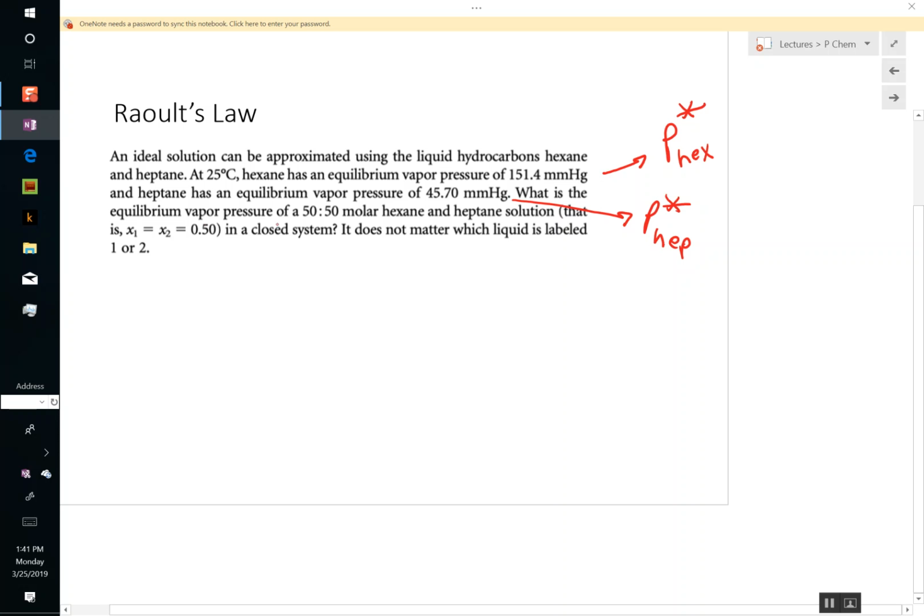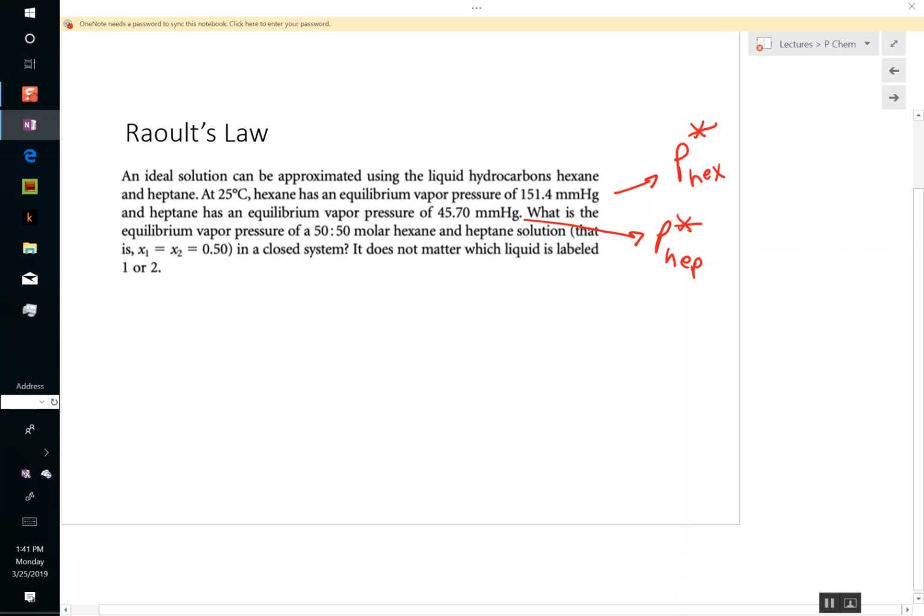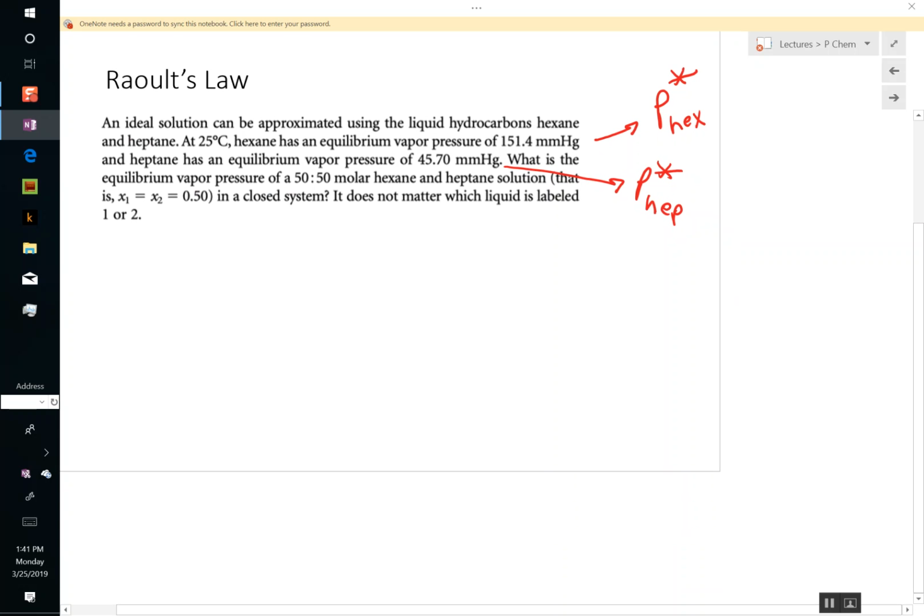What is the equilibrium vapor pressure? Now they want to know the equilibrium vapor pressure. That's not going to be the vapor pressure of hexane or heptane from this solution. What is the equilibrium vapor pressure of a 50-50 molar hexane-heptane solution? So that's the vapor pressure of both together: the vapor pressure of hexane plus the vapor pressure of heptane, or the total vapor pressure of this solution.